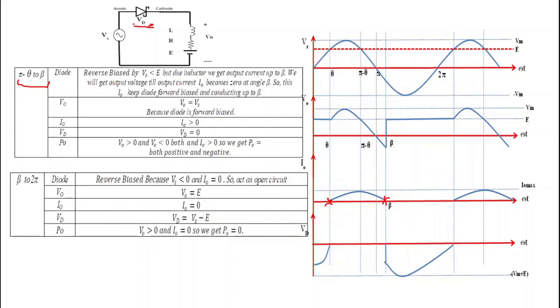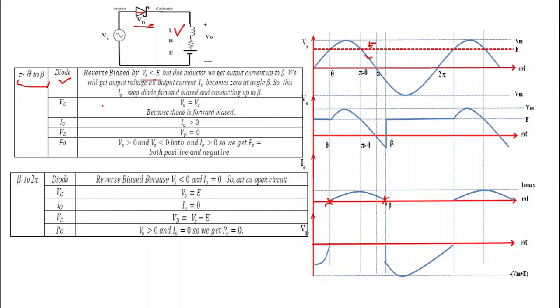When this diode remains turned on, what happens? From pi minus theta to beta, we can clearly see that Vs is less than E, but still the diode is conducting. Why is it conducting? Due to this inductor L. This inductor L makes the current flow up to angle beta. So this diode will continue to conduct till we get the output current.